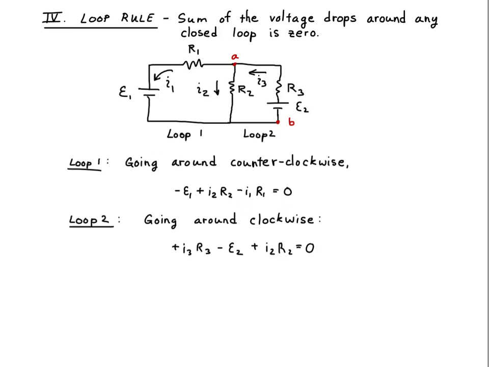Now, for loop 2, I choose, just for fun, to go around clockwise, to go around this way. So starting, say, at this point, I'm going against the current. I3 is actually going up, but I'm going to go against it. So I get a positive I3R3, and I go from the battery from plus to minus, so I lose potential. I get minus E2, and as I go up R2, I'm going against the current, so I get a plus I2R2, and that all must equal 0 as well.